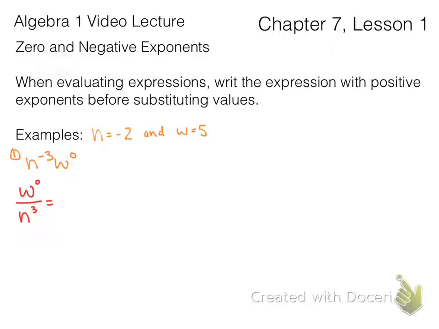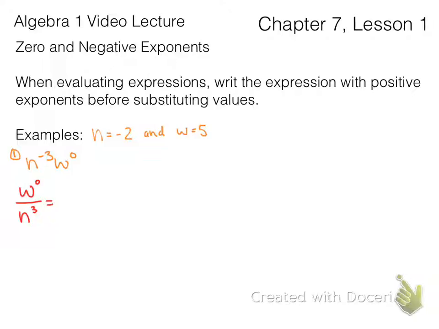All right, so when evaluating expressions, write the expression with positive exponents before substituting values. So if we have n to the negative third times w to the first, the n to the negative third is going to move down to the bottom, because it was currently on top, and it's going to move down to the denominator, and the negative 3 is going to become positive 3. So we now have w to the 0 power over n to the third power.